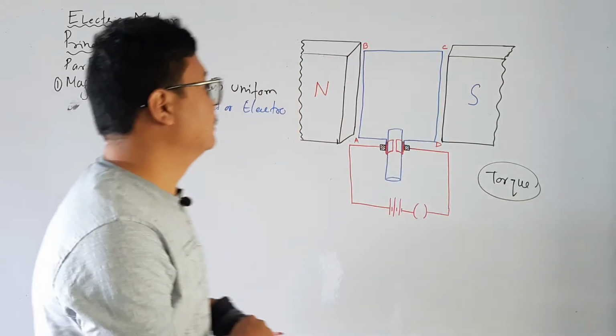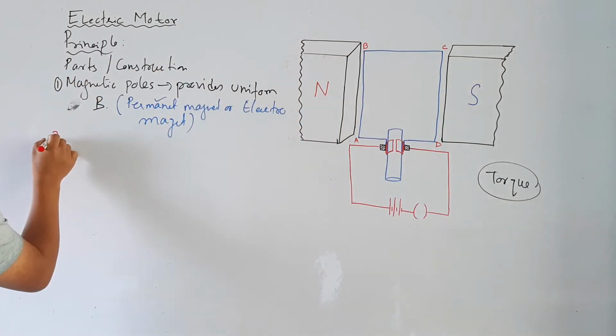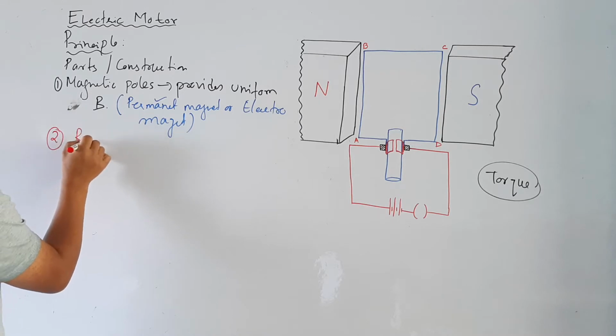Number 2 part. Number 1 is done. Number 2 part: a rectangular coil.